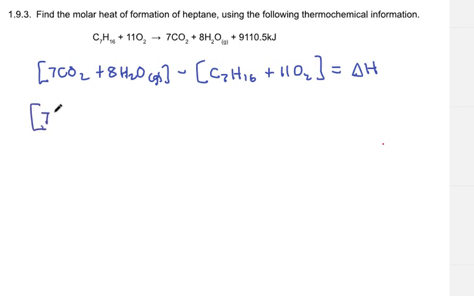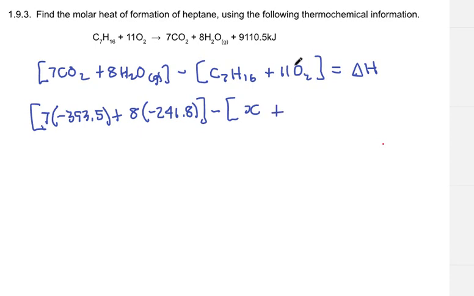7 carbon dioxides would have been 7 times minus 393.5 plus 8 times steam is minus 241.8 minus, we'll use the classic math, X for heptane, plus 11 times 0 is 0, equals, and we know that came out to the answer they gave us, minus 9110.5. Why is this negative? Is that right?